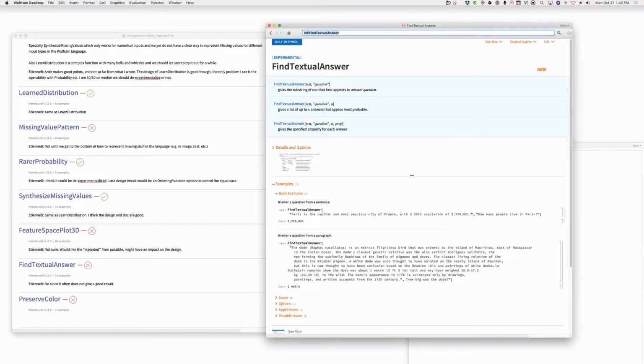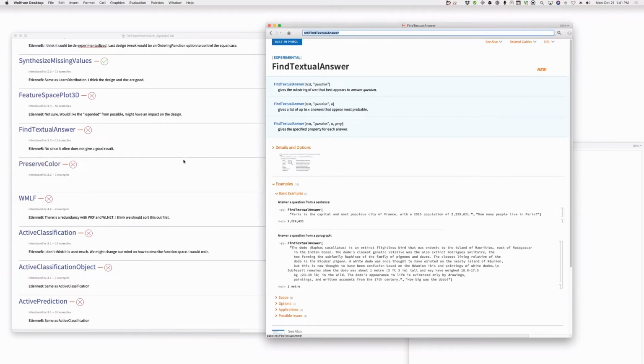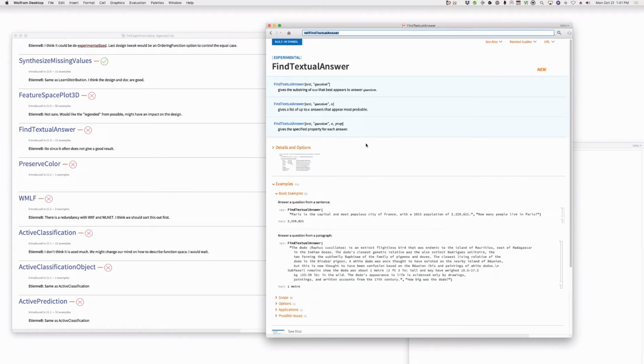All right. Find textual answer. That is a can of worms. I think some people will be disappointed. It doesn't work perfectly because it's a really hard problem. I think we leave it as experimental. There's also the design: currently it just selects the answer, whereas maybe in the future it will formulate a new answer.